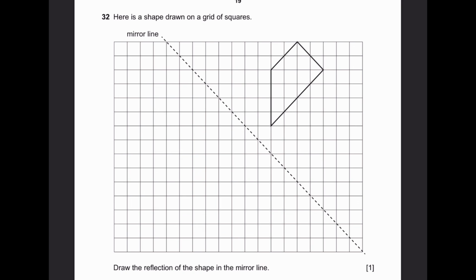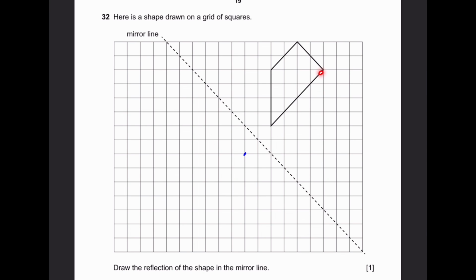We can see that the shortest distance from this to the line is one diagonal unit, because this is perpendicular to the line. That's why it's the shortest distance. One diagonal unit from the line, and that means to make a mirror, we just draw one more diagonal unit in the same direction. So that'll be the first point.